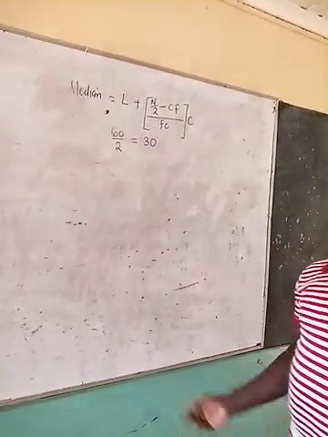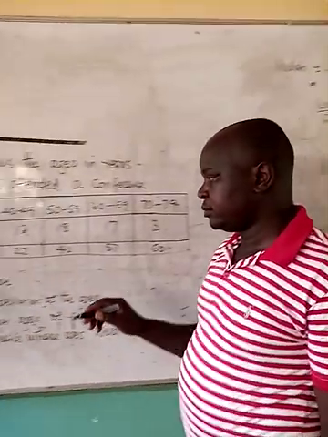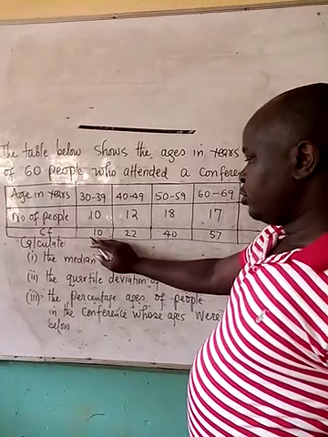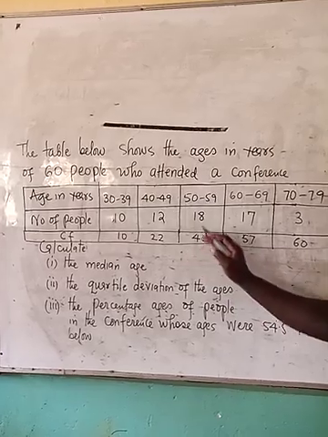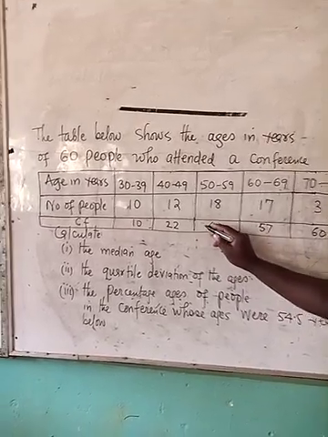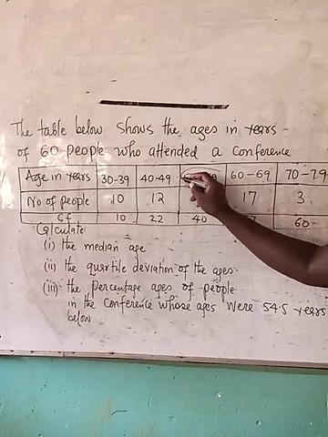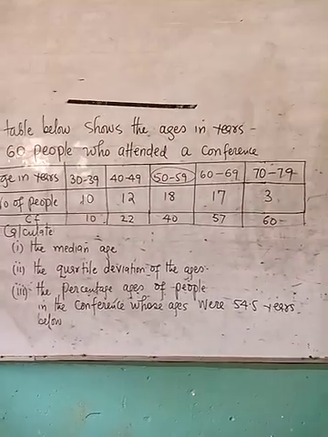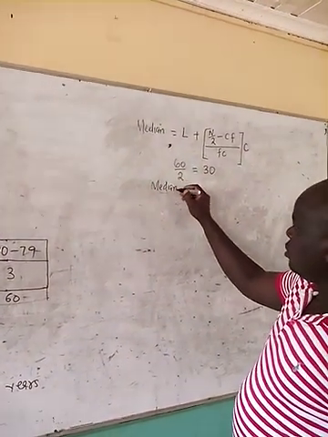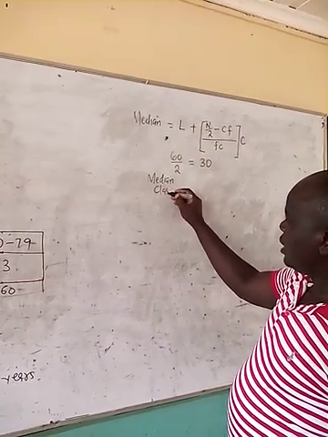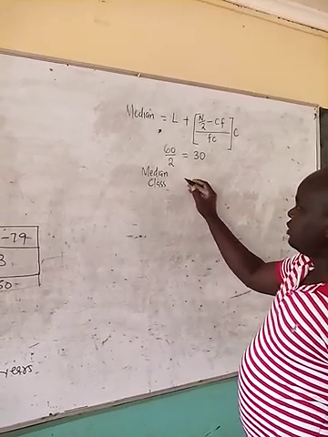For the median, we take total frequency, which is 60, over 2, giving us 30. Then we go to the cumulative frequency column and check where the 30 will fall. It is more than 10, it is more than 22, but less than 40. So it falls under 40, and 40 corresponds to the class 50 to 59. So our median class is already known, the class where the median falls: 50 to 59.